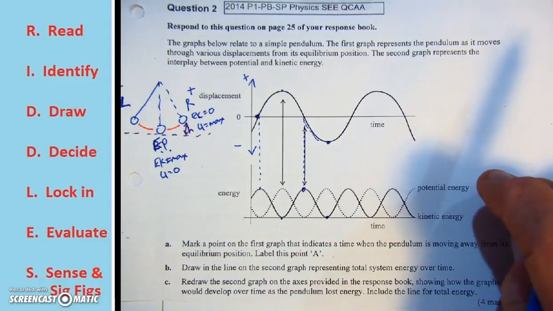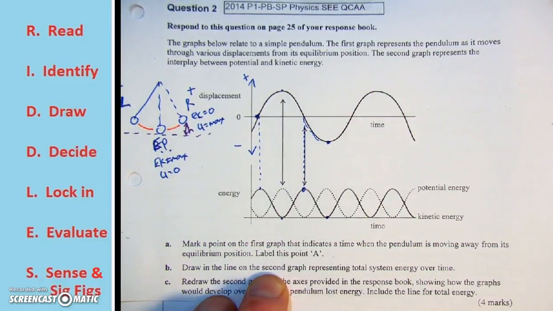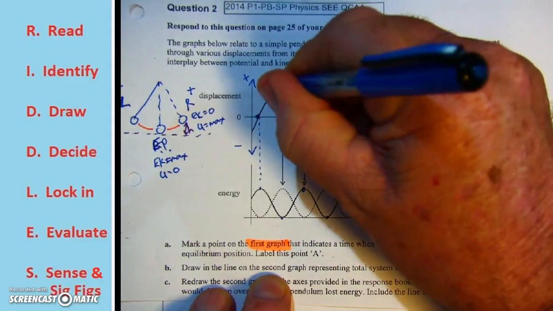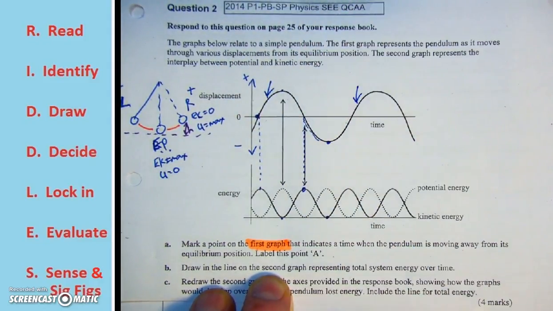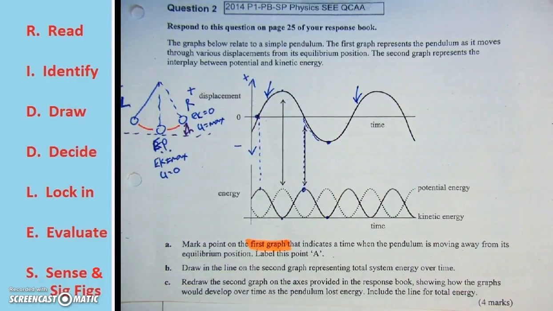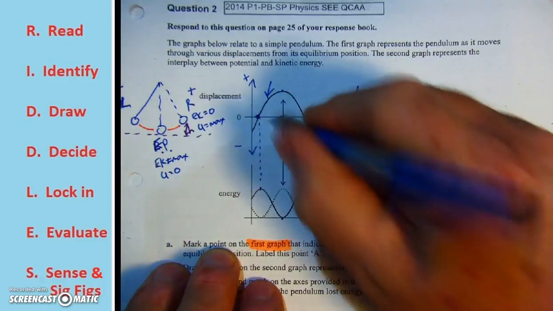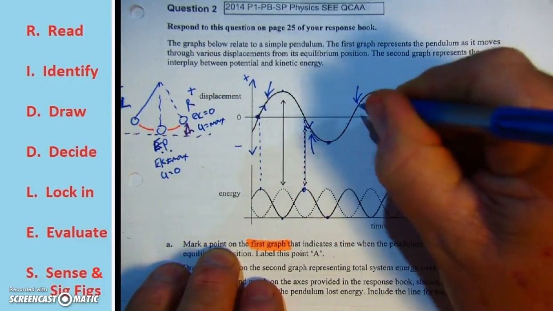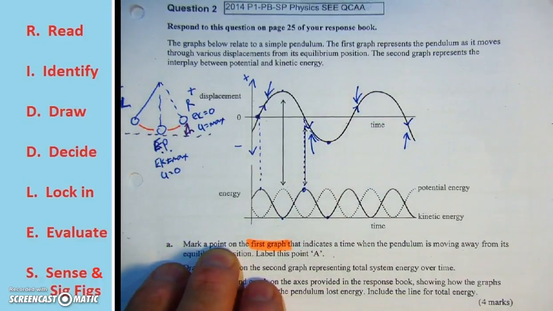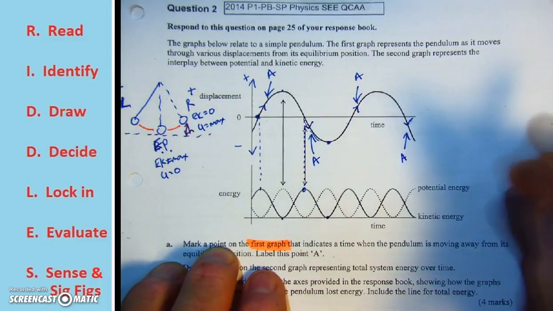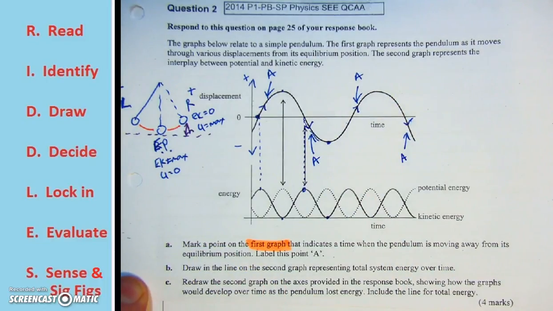Mark a point on the first graph. So here's our first graph above. Mark a point on our first graph that indicates a time when the pendulum is moving away from the equilibrium position. So it's moving away, it's moving away. We could have those particular points marked there. It's also moving away here, and it's moving away here because it comes from the rest position and moves away. So you can see the arrows there all indicate moving away. So any one of those points labelled an A would be okay for answers to Part A.